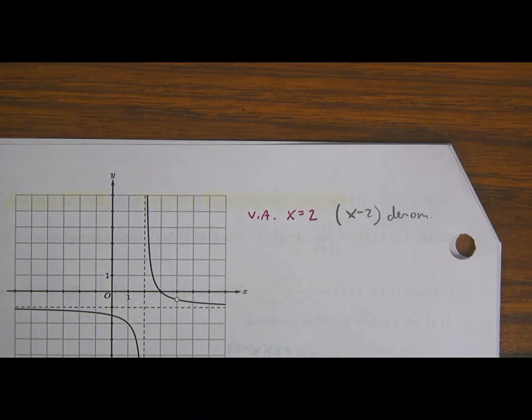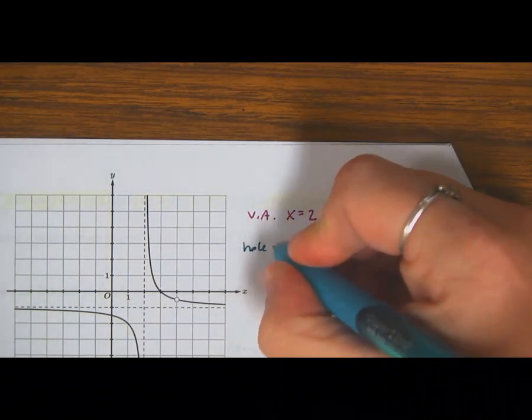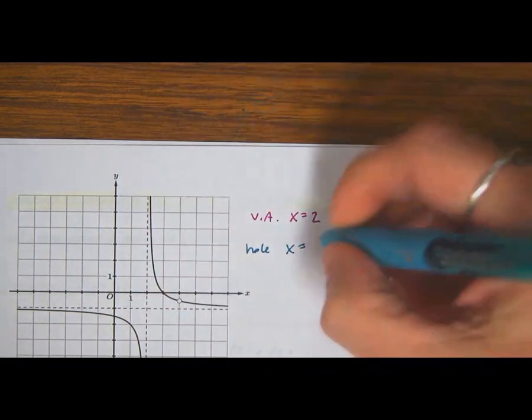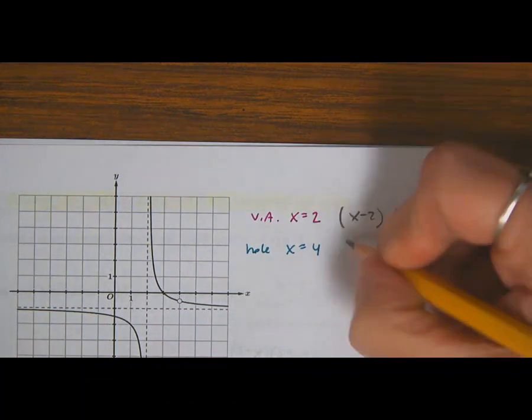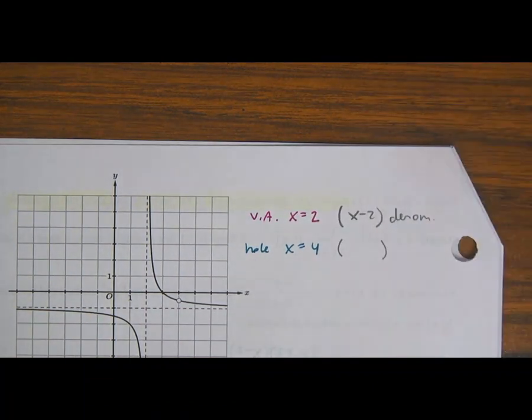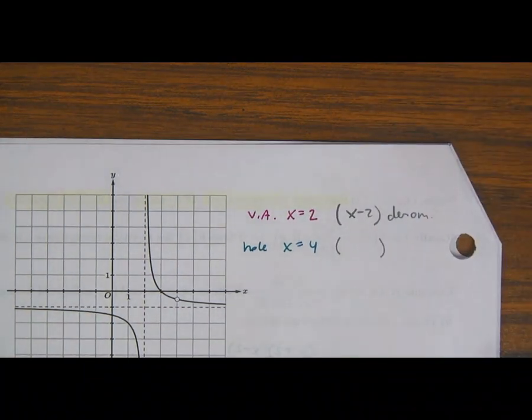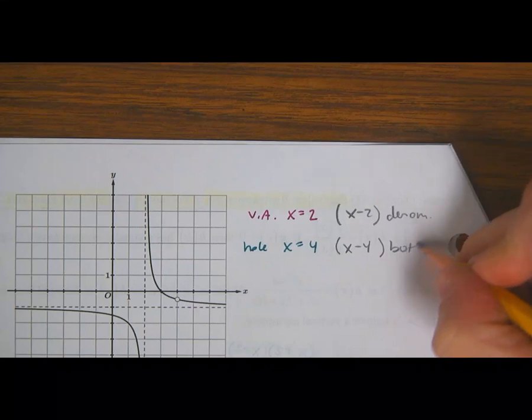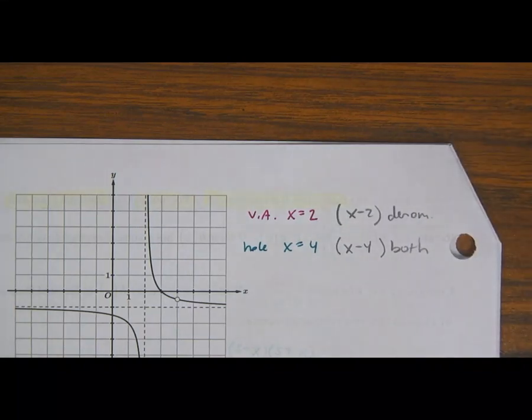Okay, and then there's a hole at x equals 4. So what does that mean? What factor needs to show up where? Good, both top and bottom, because it needs to cancel, because things that cancel give us holes.